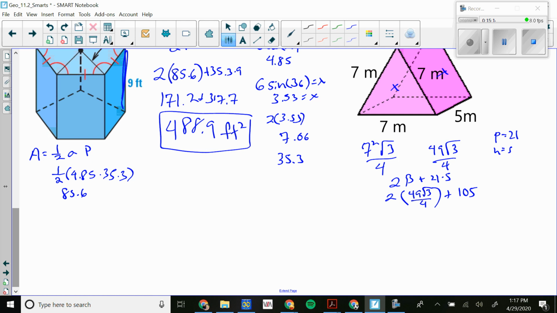2 times 49 square roots of 3 over 4. Think of it like this. This 2 and this 4, that'd become a 1. This would become a 2. So really it's like 49 times the square root of 3. Hit enter, divide by 2 now, and you get 42.444 plus 105. If I add that together, that's 147.44. And that's square meters is the area. Oops. Is the area of this triangular prism.